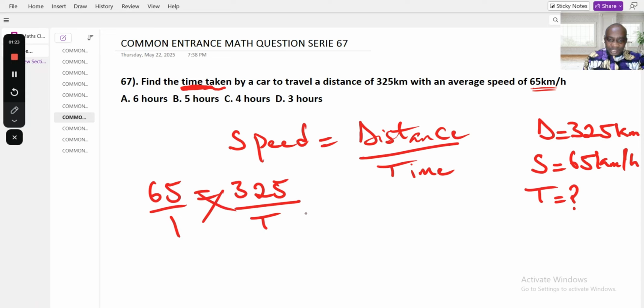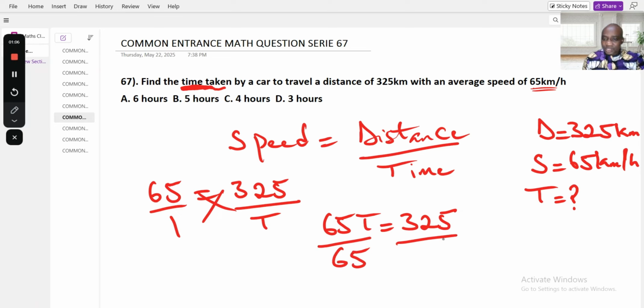65 times t is going to give us 65t equals 325. Divide both sides by the coefficient of t so that the t can stand alone. Divide by 65. Here once, how many 65 can you see here? 1. Now, what can divide there? We can use what? 5. 5 can go into both numerator and denominator. How many 5 can we see in 6? 1. It will remain that 1.